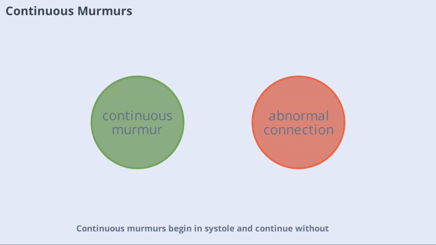Continuous murmurs begin in systole and continue without interruption through the second heart sound into diastole. They are caused by abnormal connections between high and low pressure chambers or vessels, such as patent ductus arteriosus, aortopulmonary window, or arteriovenous fistulas.